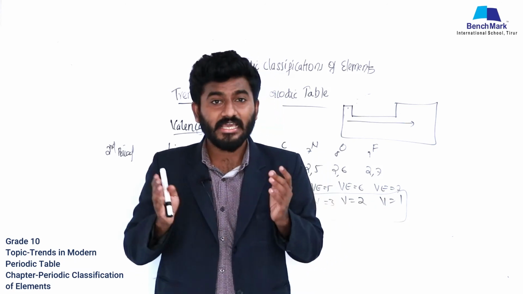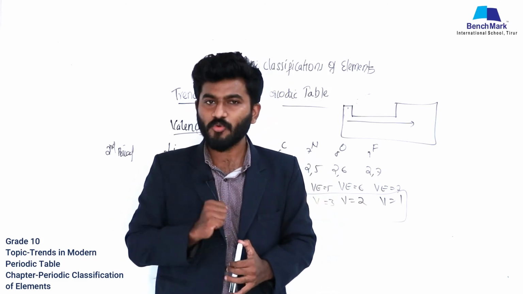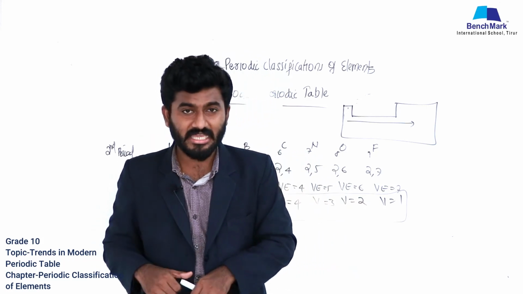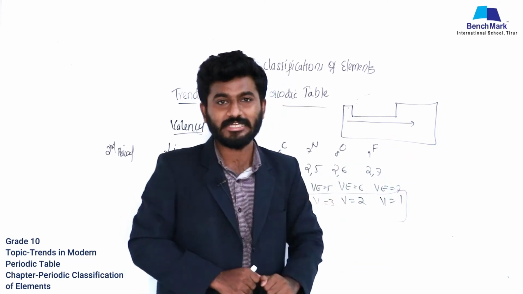The last point is electronegativity. What happens to the electronegativity? If you move from top to bottom, electronegativity decreases. And if you move from left to right, electronegativity increases.